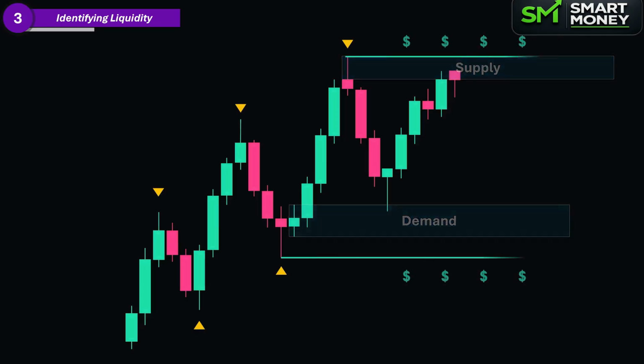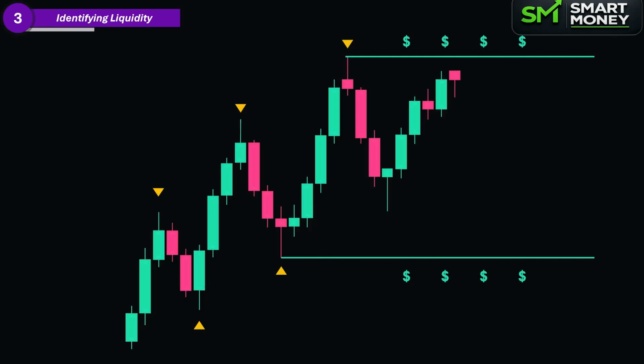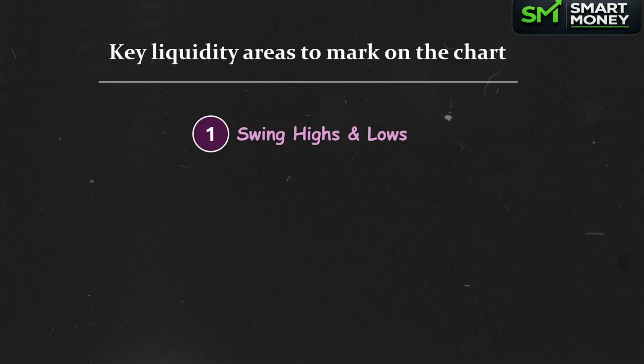This means there is liquidity both below swing lows and above swing highs, which we refer to as sell-side liquidity and buy-side liquidity, respectively. Now, let's talk about the key liquidity types you should mark on the chart. But before we continue, the first type is swing highs and swing lows.